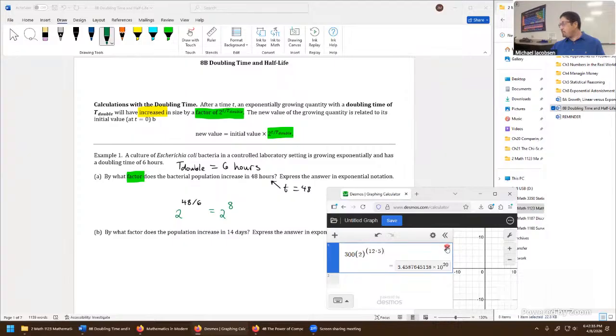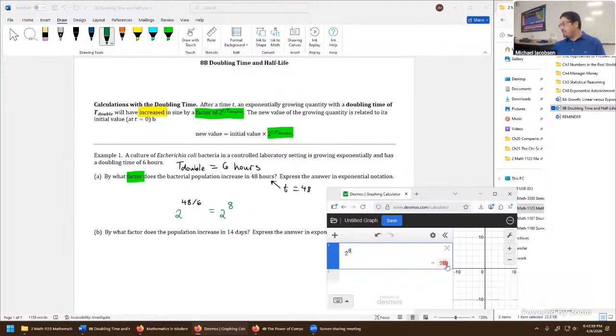Okay, again, it's kind of a strange problem because we're just looking at the growth factor over a time period of 48 hours. If we happen to know that there was, say, 30 E. coli cells, we could take 2 to the power of 8 and conclude that after 48 hours, there's this many cells. But that's not what the question was all about. We just want to know the growth factor, 2 to the power of 8.